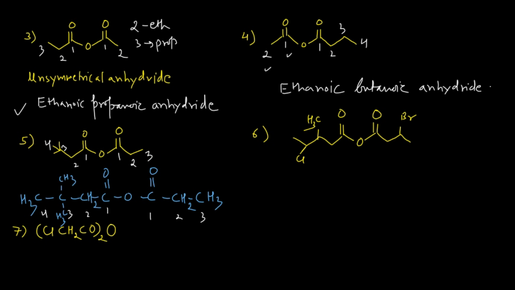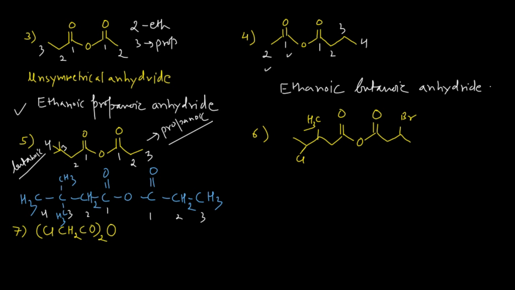Then we can write the IUPAC name of this particular compound. So how can I write the IUPAC nomenclature of this compound? See, these are the 3 carbons. That means it would be your propanoic, right? It would be your propanoic. Okay, and you can see here on the left hand side 4 carbons are there. So this is your butanoic.